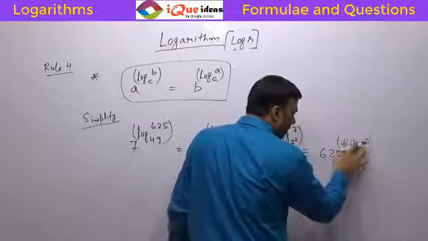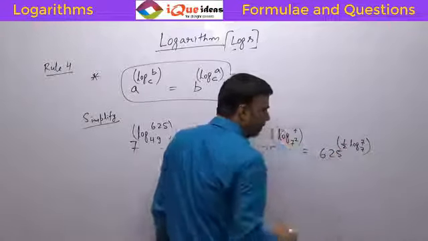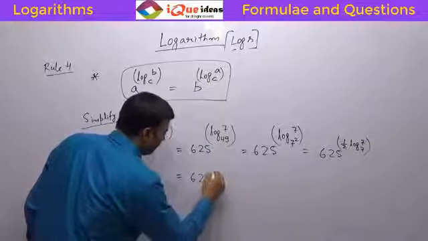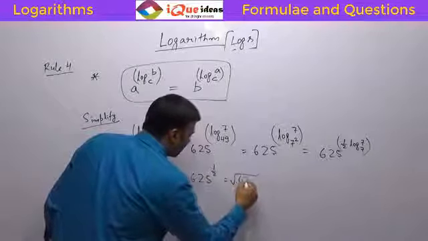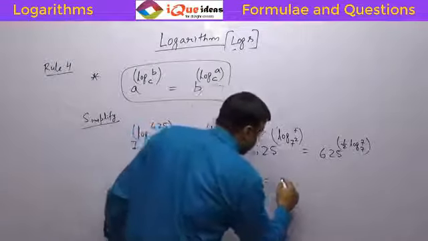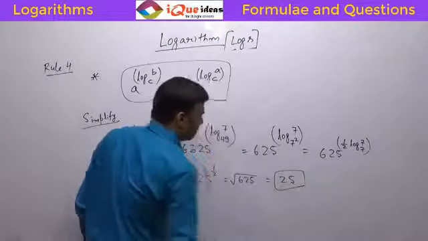Now, log 7 to the base 7 has to become 1. So this becomes 1 by 2. So we have 625 to the power 1 by 2. That is square root of 625. And we all know 625 is the square of 25. So square root of 625 will be 25. So the final answer of this question is 25.